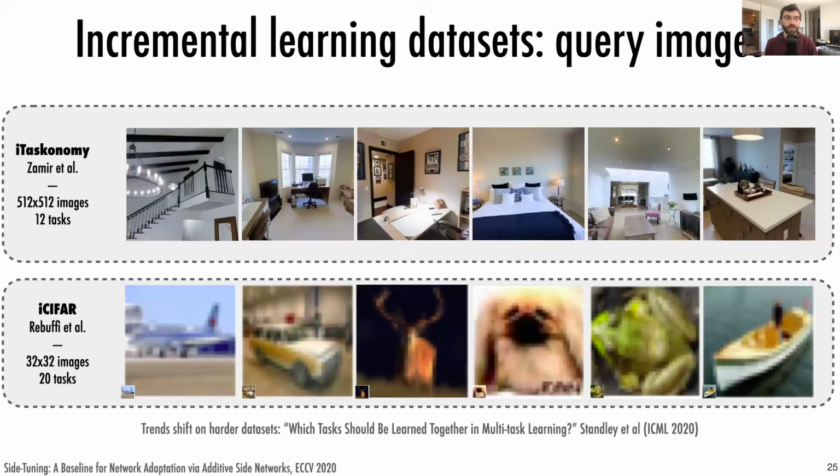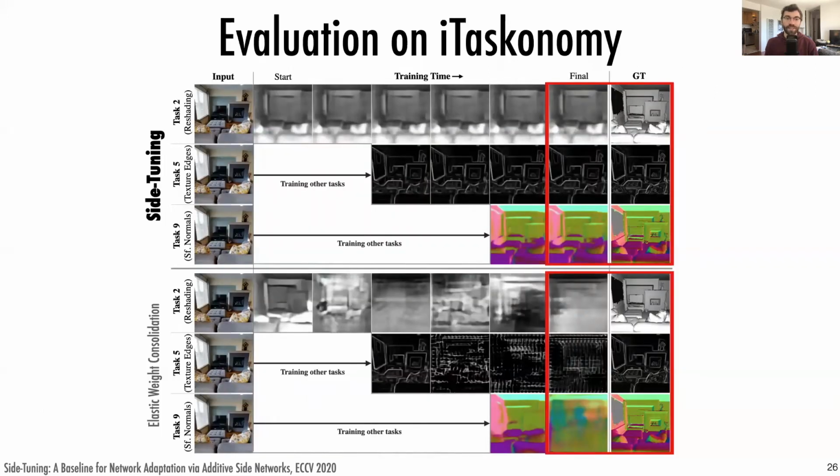In multitask learning, trends tend to shift on harder data sets, and methods which work well on simple ones often fail in harder contexts, as noted by Stanley et al. at ICML this year. We see this on iTaskonomy, where methods that work well in ICIFAR show significant forgetting in the harder context. For example, the bottom 3 rows show EWC, which produces good initial estimates, but as training continues to the right, there's significant forgetting.